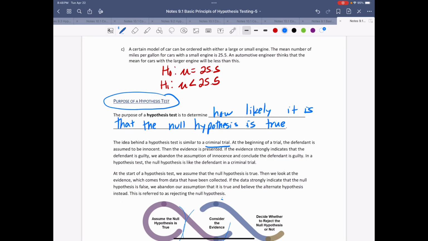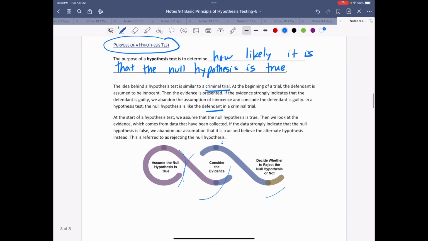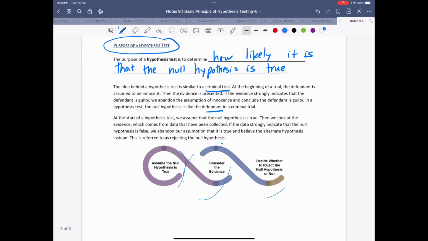In a hypothesis test, the null hypothesis is like the defendant in a criminal trial. And here's what I mean. At the beginning, you're going to assume that the null hypothesis is true. So right off, you have to assume H0 is true. And then what we're going to do is look at the data. If the data strongly indicate that the null hypothesis is false, we abandon our assumption that it's true and believe the alternate hypothesis. This is referred to as rejecting H0, rejecting the null hypothesis.